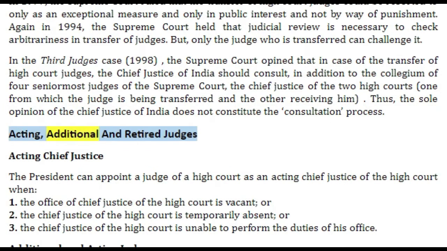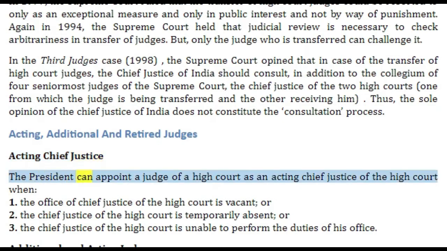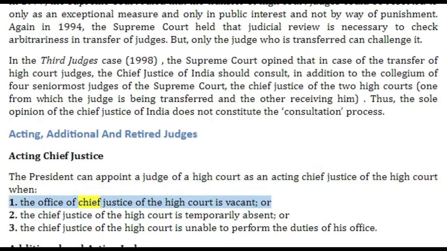Acting, additional, and retired judges. Acting Chief Justice: the President can appoint a judge of a high court as an acting Chief Justice of the High Court when 1. The office of Chief Justice of the High Court is vacant, or 2. The Chief Justice of the High Court is temporarily absent, or 3. The Chief Justice of the High Court is unable to perform the duties of his office.